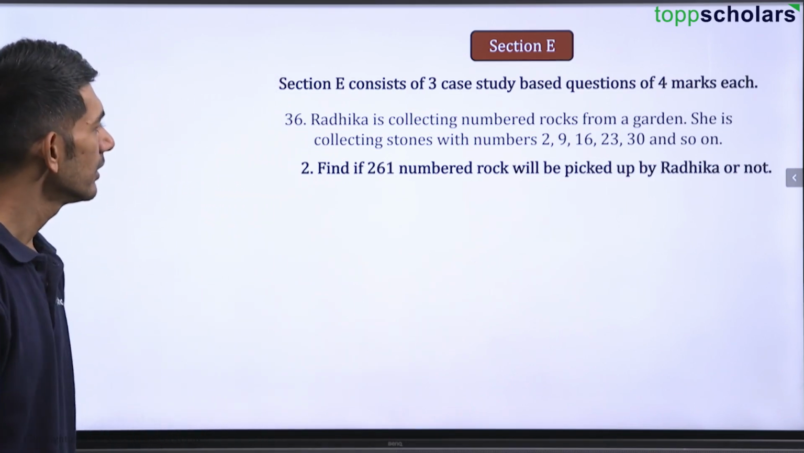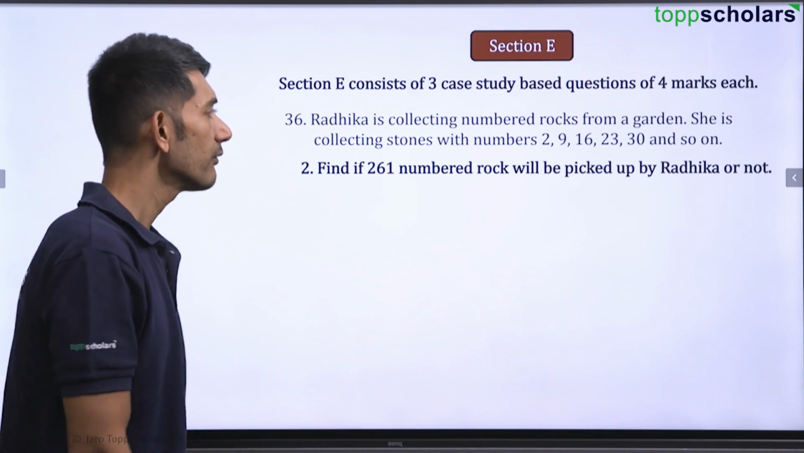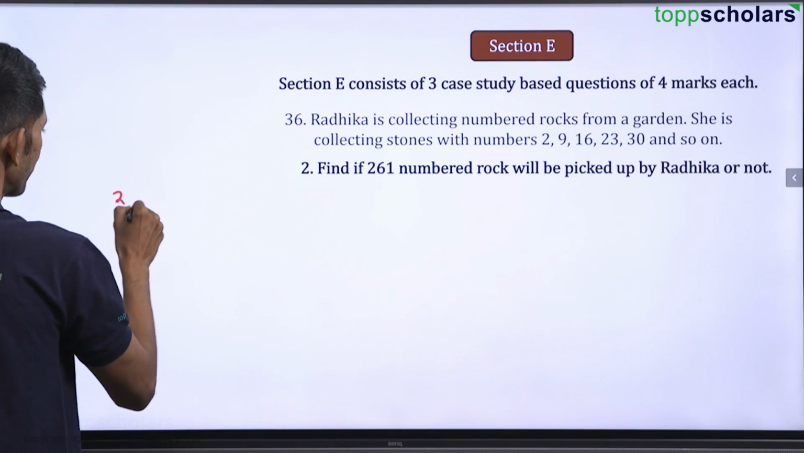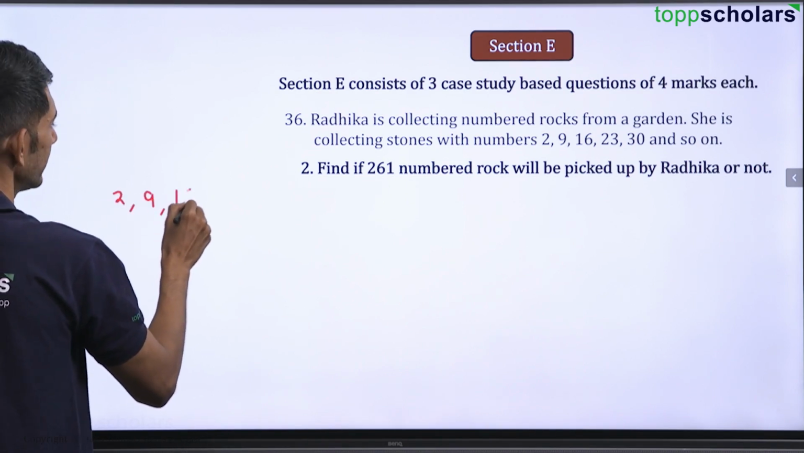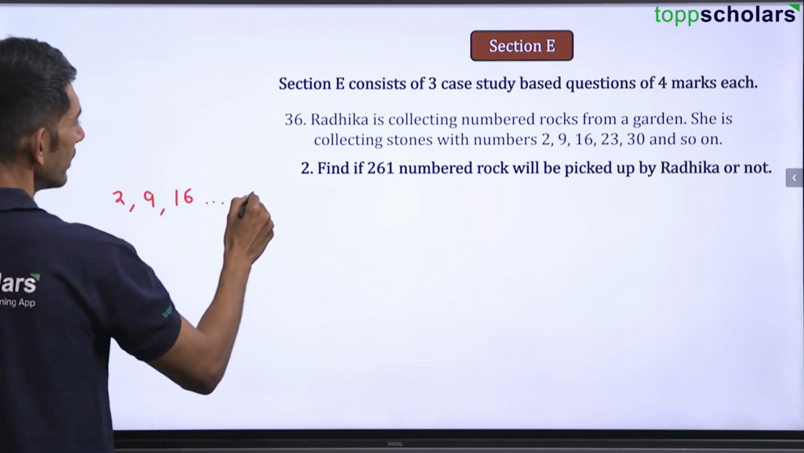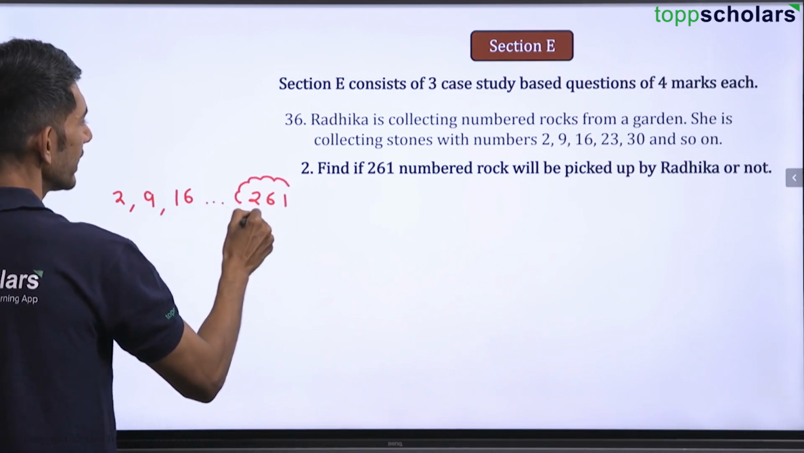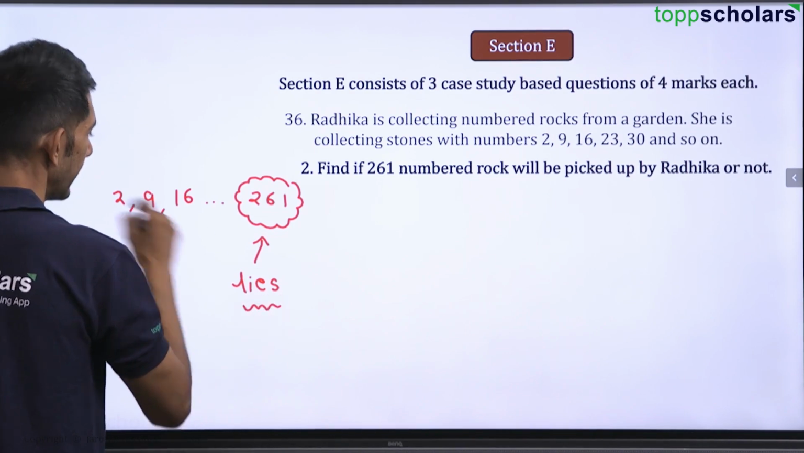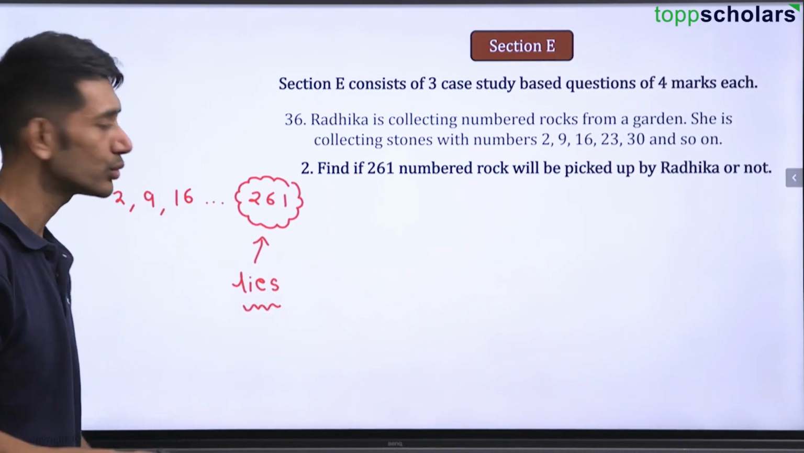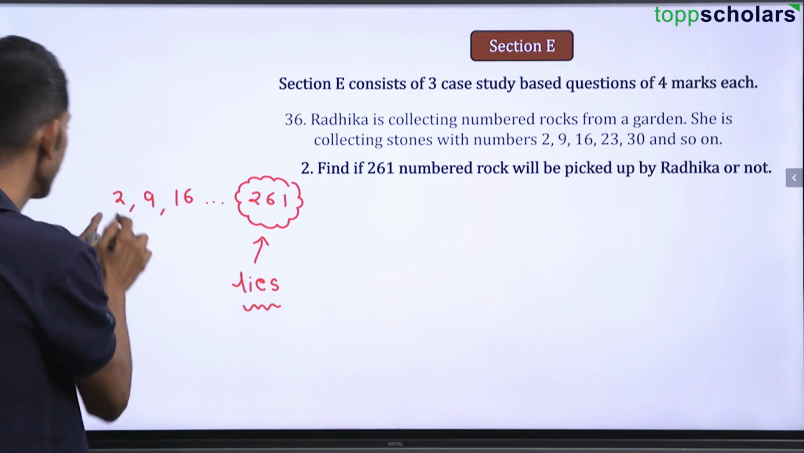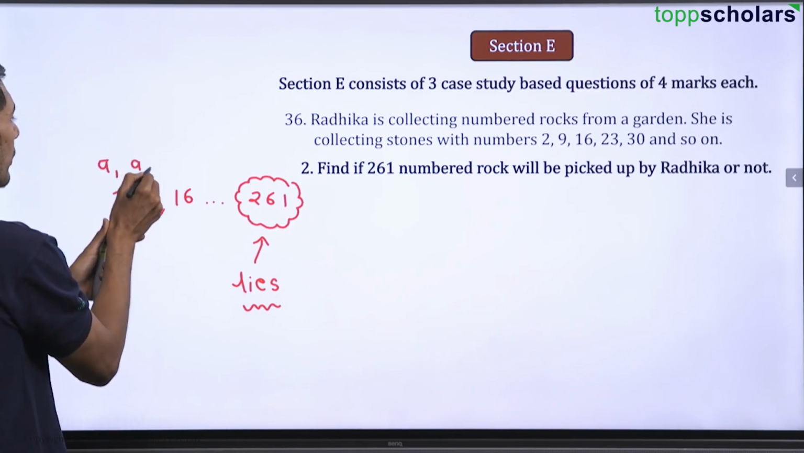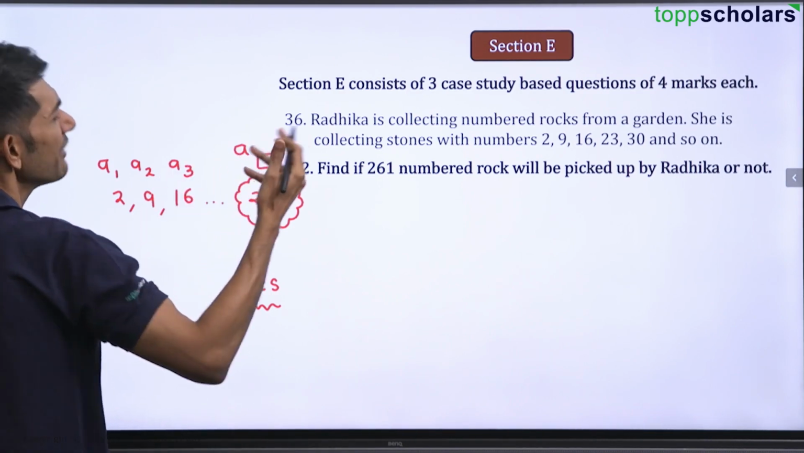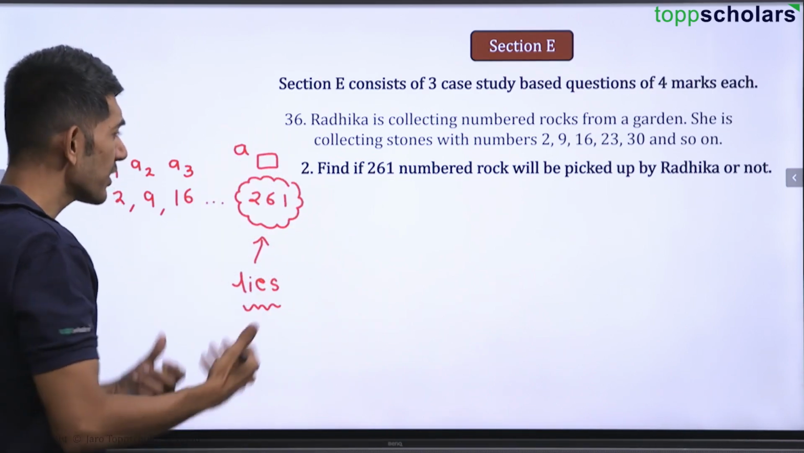Correct? Perfect. Find if the 261 numbered rock will be picked by Radhika or not. This is an important question now. See, we have 2, 9, 16, and so on, we need to check whether 261 lies in this sequence or not. How do we check that? This is A1, this is A2, this is A3, this must be A something, A15 or A16 or A20.